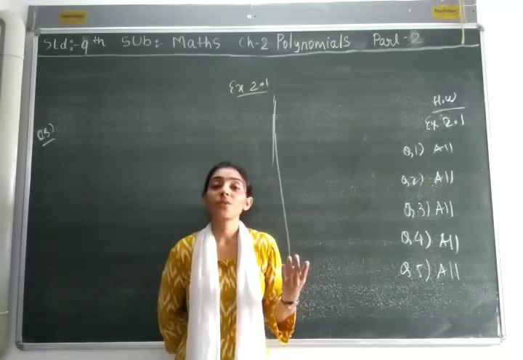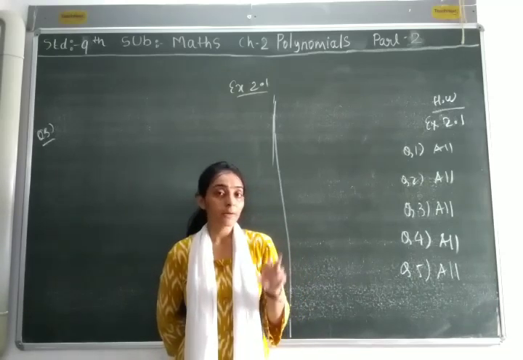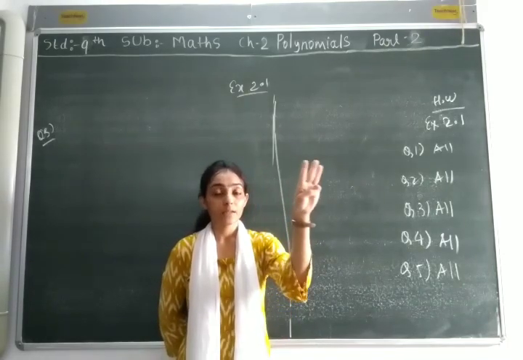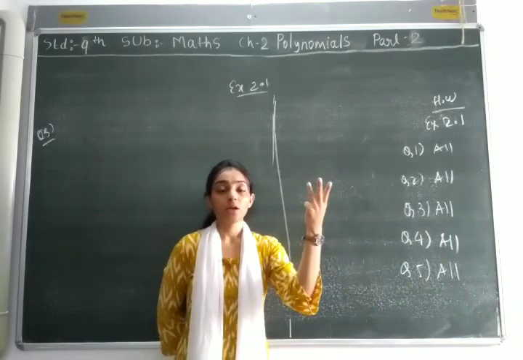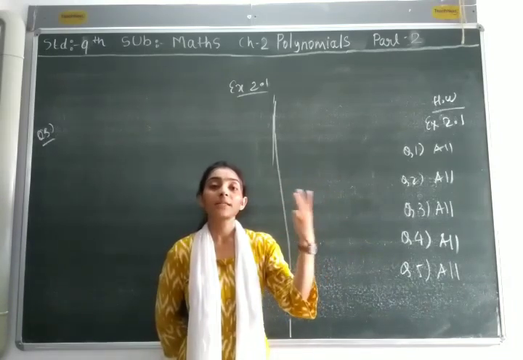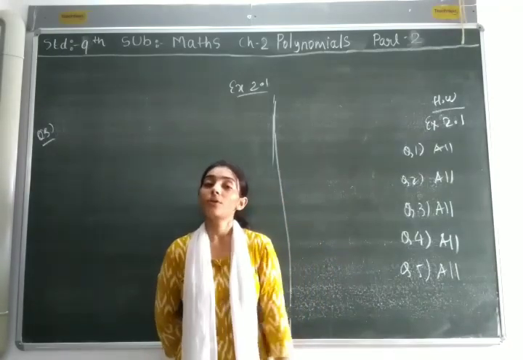Now the next one we have done is the cubic. In cubic, the degree of the polynomial is 3. What about its terms? How many terms? It contains at most 4 terms.